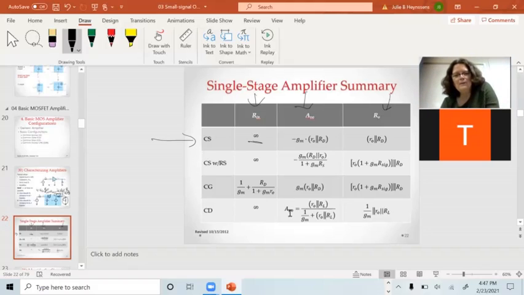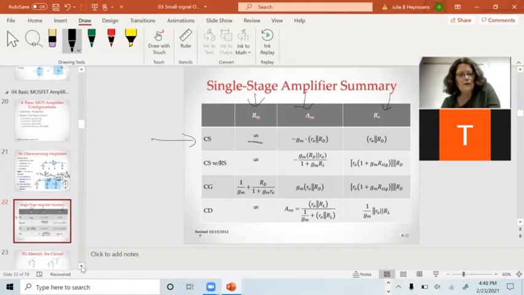This little slide right here can get you far, and I know on my exams, if you have to guess the gain, it's GM big RO, and maybe a minus sign will get you pretty far too.